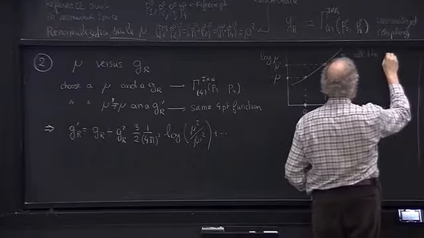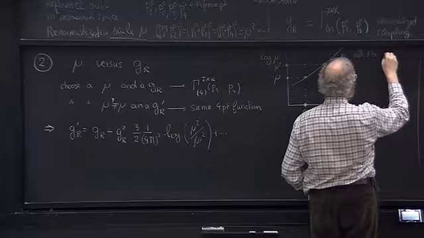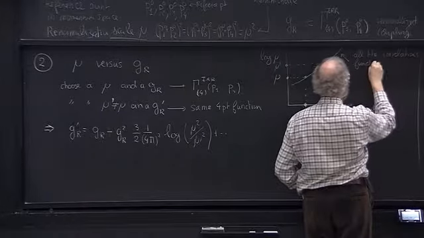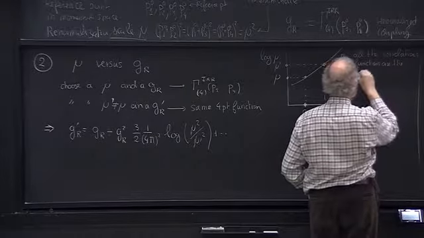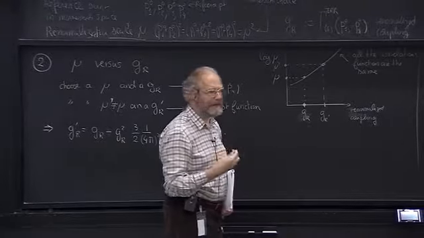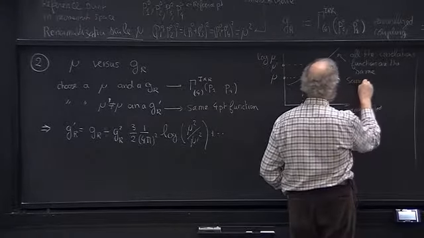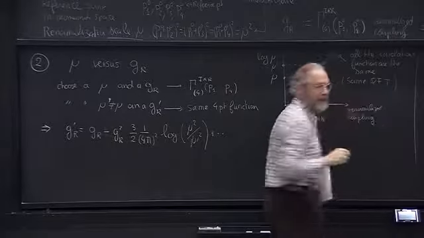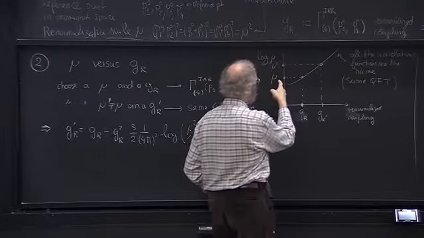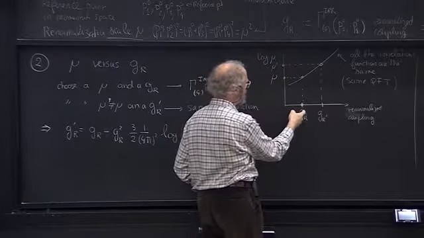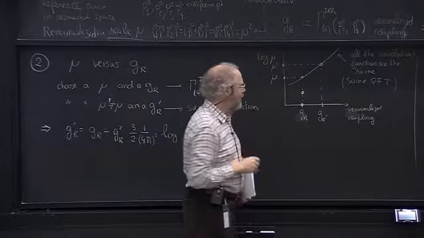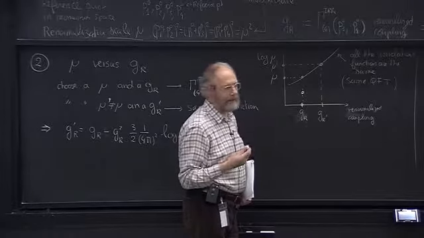For all the points along this curve, all the correlation functions are the same. So the different points along this line describe the same quantum theory. The same quantum theory. While, of course, if you consider a theory where the renormalized coupling defined at the scale mu is different, it's a different quantum field theory.